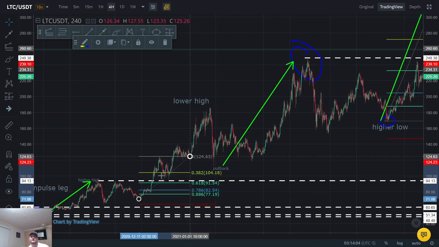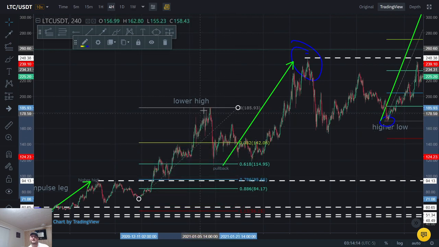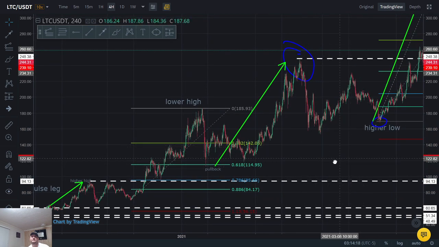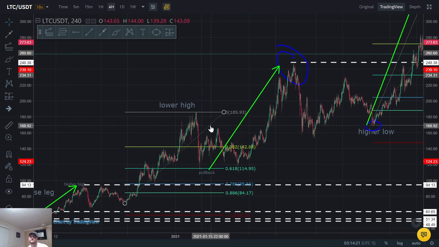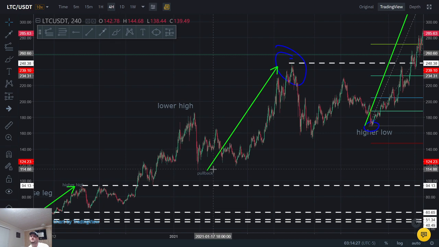Like you can see right here, price broke previous structure. It pushed up, it pulled all the way back down. You had to be patient to wait on the 61.8. Looks like computers bought it. So now this would be my new impulse leg from 115 to 245, 246.